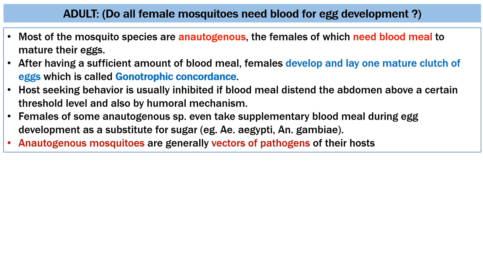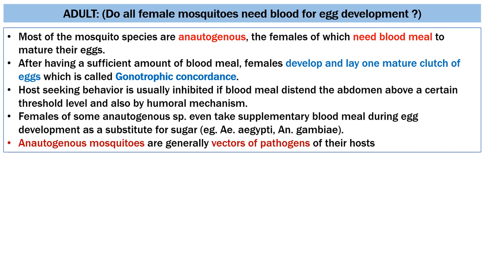After having a sufficient amount of blood meal, females develop and lay one mature clutch of eggs, which is called gonotropic concordance. Host-seeking behavior is usually inhibited if blood meal distends the abdomen above a certain threshold level and also by humoral mechanism. Females of some anautogenous species even take supplementary blood meal during egg development as a substitute for sugar, for example, Aedes aegypti, Anopheles gambiae, etc.